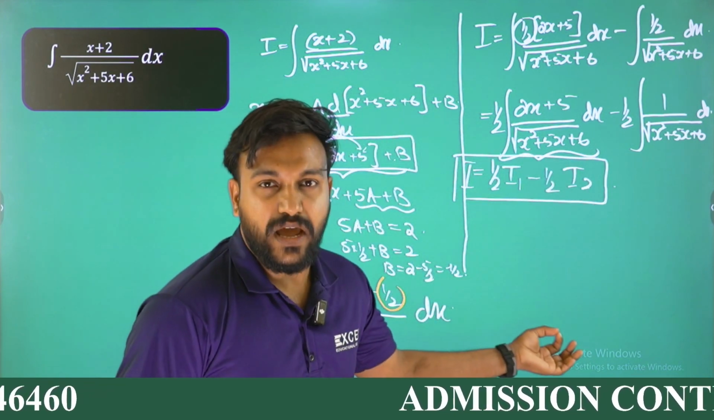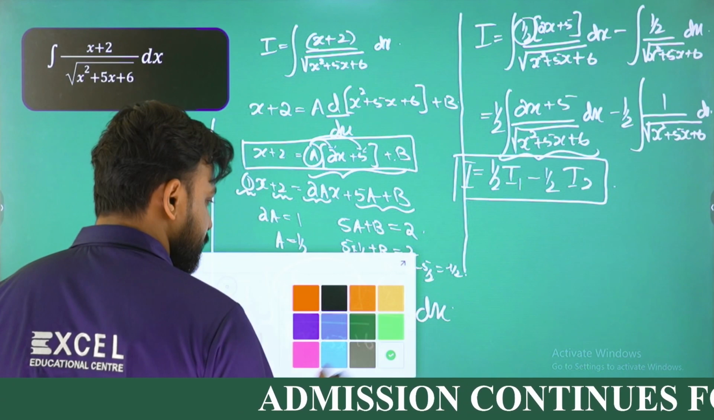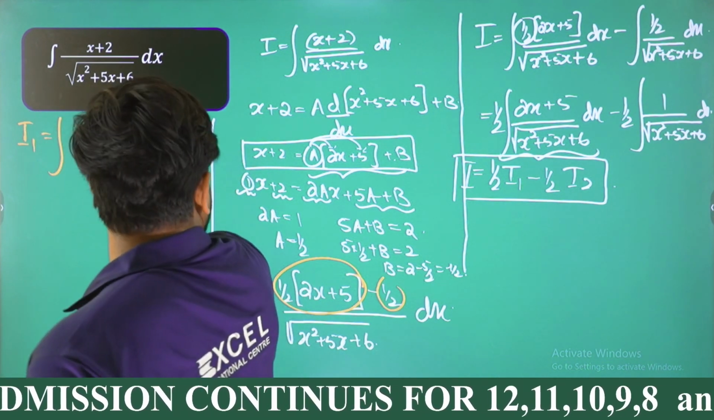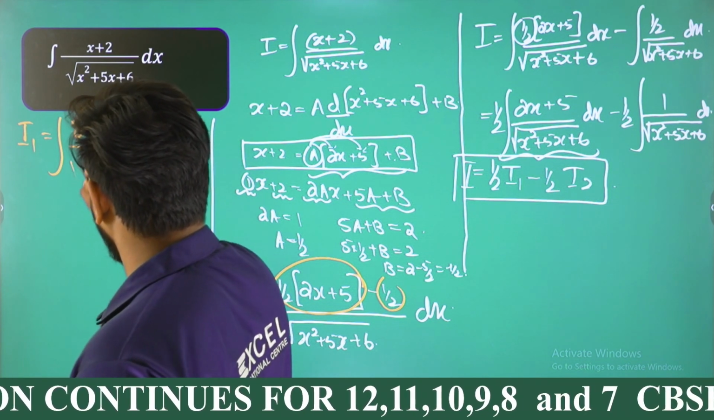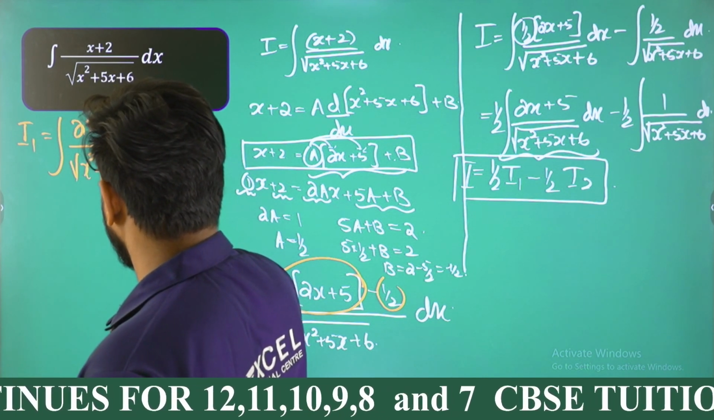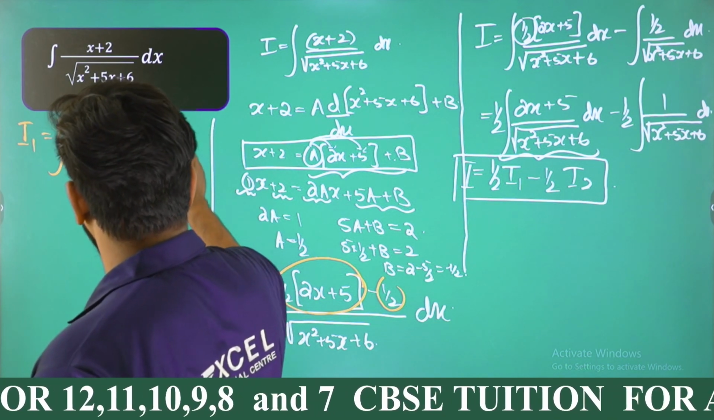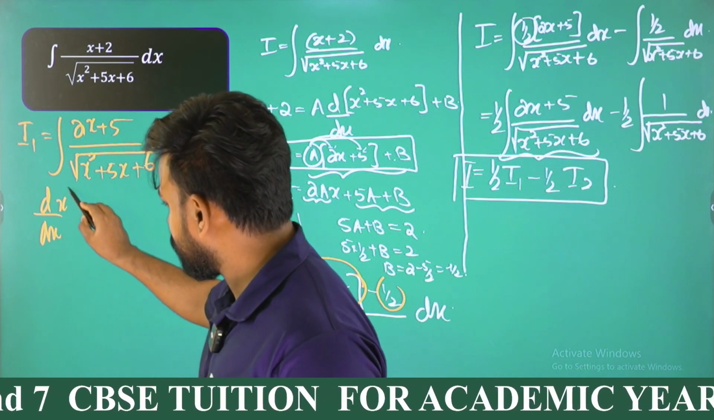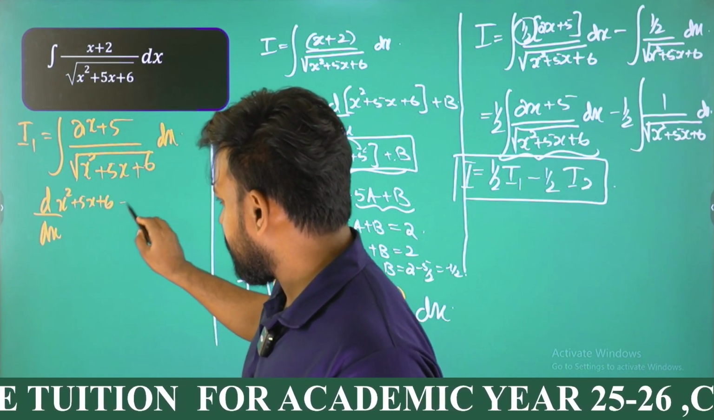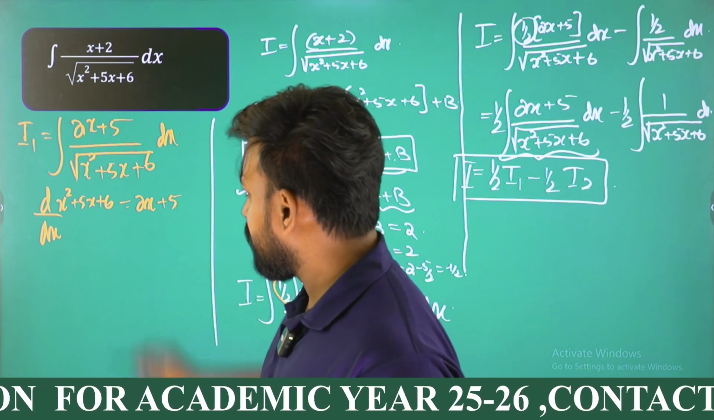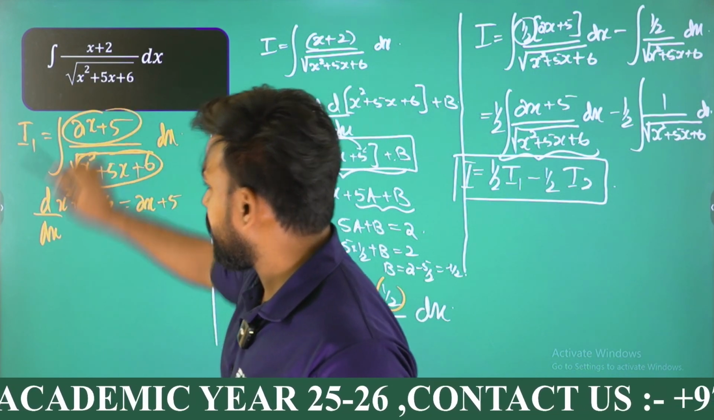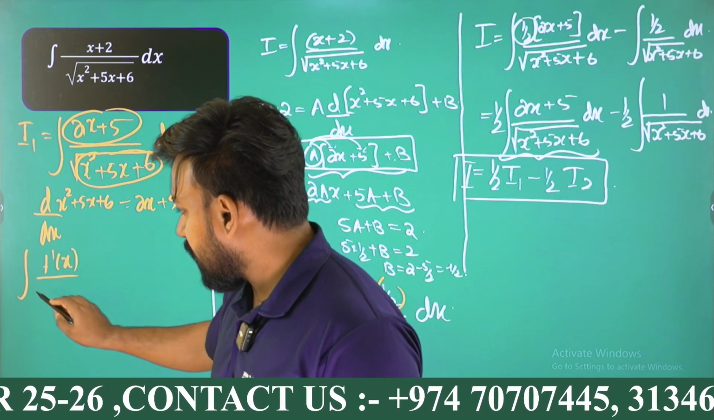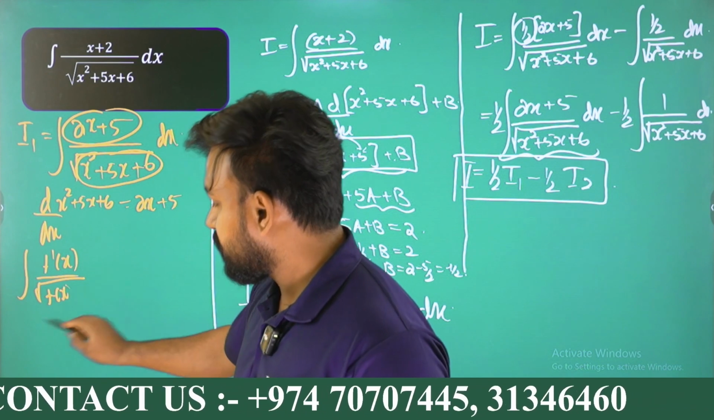So now we are going to find I1 and I2. Let me do I1 here. What is I1? Integral of 2x plus 5 by root of x square plus 5x plus 6 dx. This is I1. Listen very carefully. What is the derivative of x square plus 5x plus 6? It's 2x plus 5. So the derivative of this function is there at the numerator, or in other words, the integral has the derivative at the numerator and the root of the function at the denominator, dx.